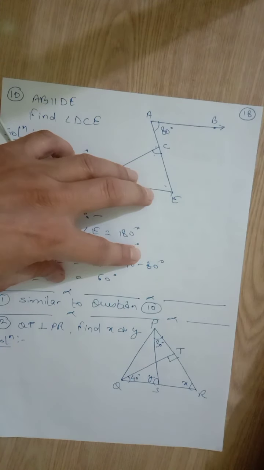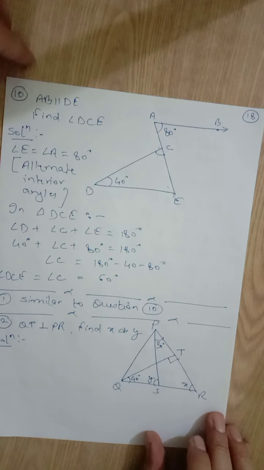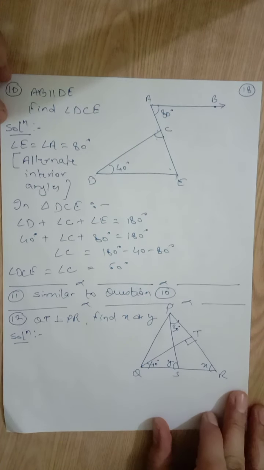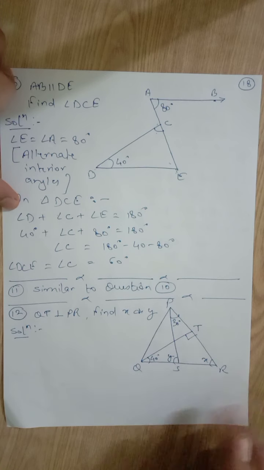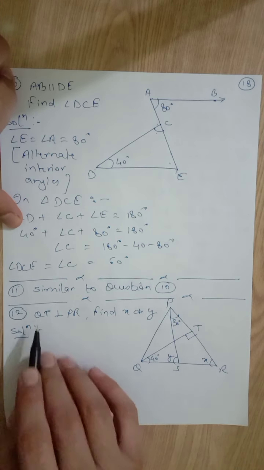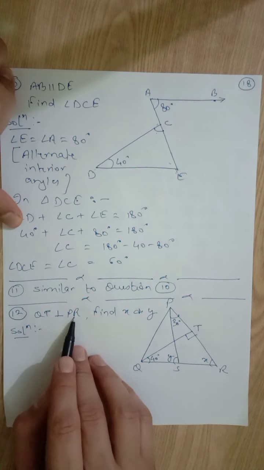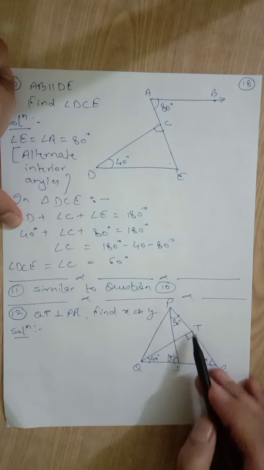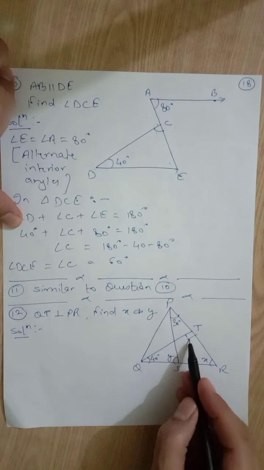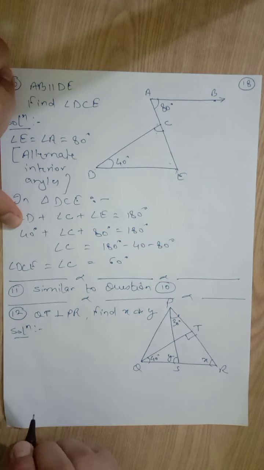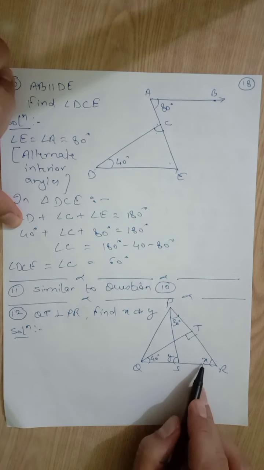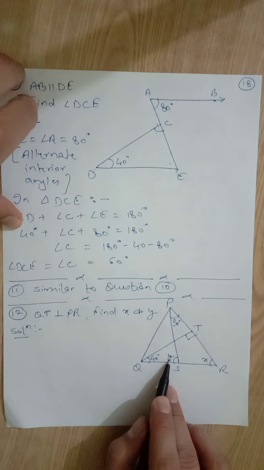So students, come on to your next question, and that is question number 12. This figure is given to us, where it is given that QT is perpendicular to PR, which means this angle is 90 degrees. Now we have to find the value of X and Y. So how to do it?